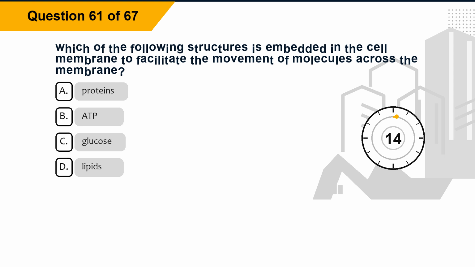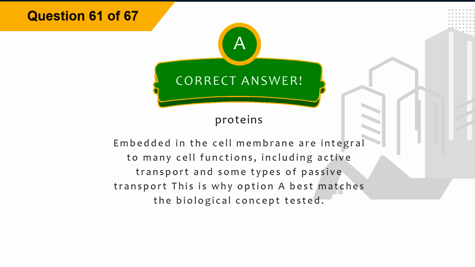Question 61. Which of the following structures is embedded in the cell membrane to facilitate the movement of molecules across the membrane? Option A, proteins. Option B, ATP. Option C, glucose. Option D, lipids. The correct answer is option A, proteins.